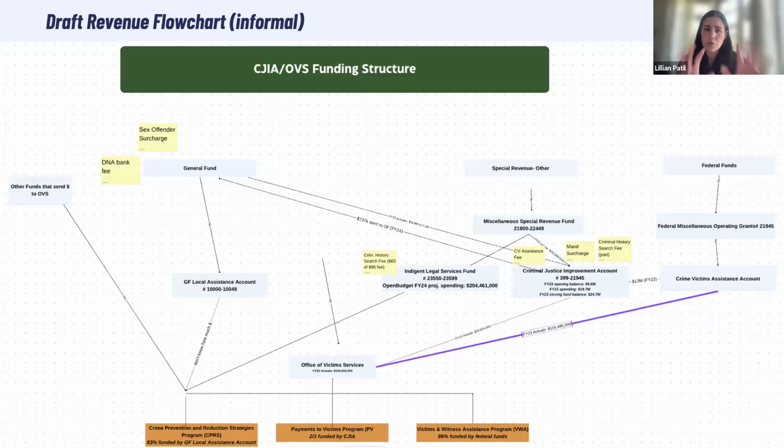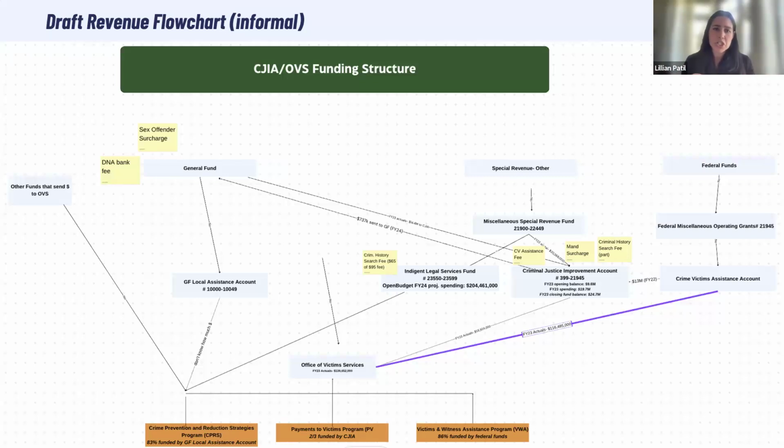Again, I know the words are really small. Don't worry about reading the words. What I really want you to take note of is the fact that I lined up alongside different parts of the page the different types of funds that I knew funded these victim services programs, which you can see in orange at the bottom. So there's the general fund on one side of the page, and then there are special revenue funds, particularly that Criminal Justice Improvement Account. And then there are also federal funds.